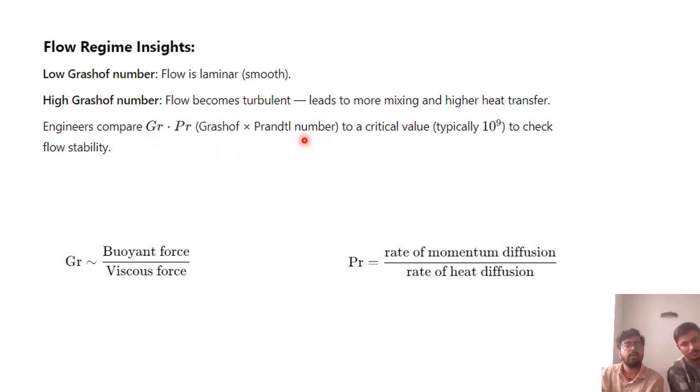So again, critically, there's a certain value, and this might depend on different cases, because again, in the rate of moment, buoyant force and viscous force, the characteristic velocity and characteristic length could change. So that is what.